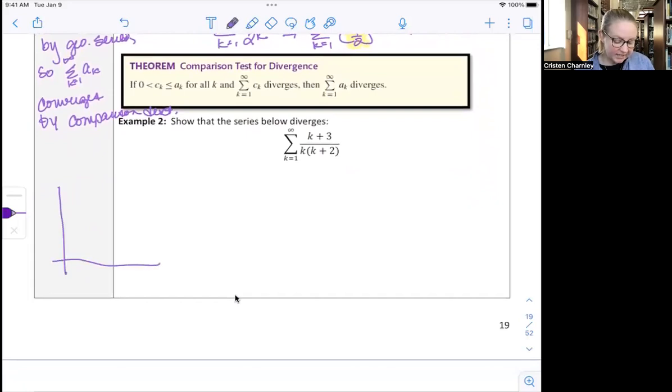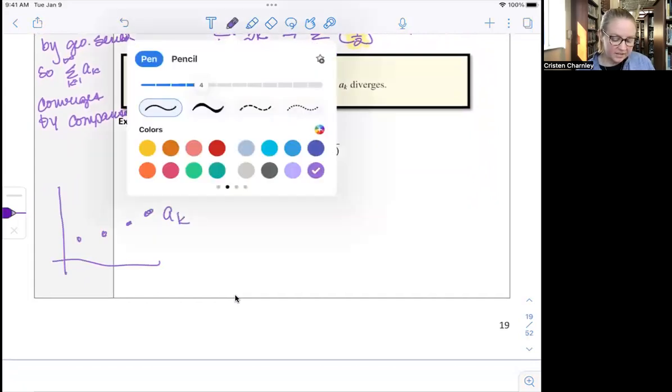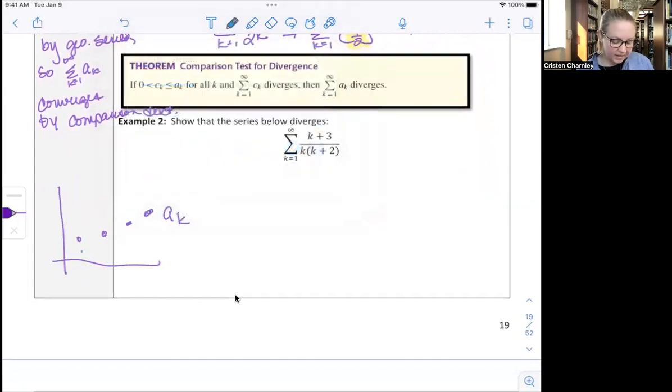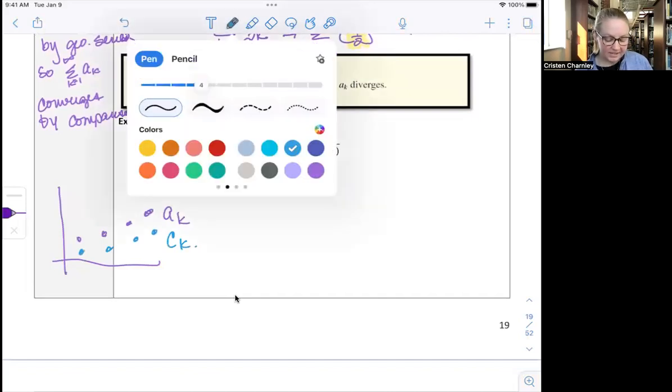So in this case, here's my A sub K, whatever it looks like. And C sub K is the new one that we're making. So I'll pop that down here. If I can show that C is less than A, and I can show that C diverges, A has no choice but to diverge by that comparison test.